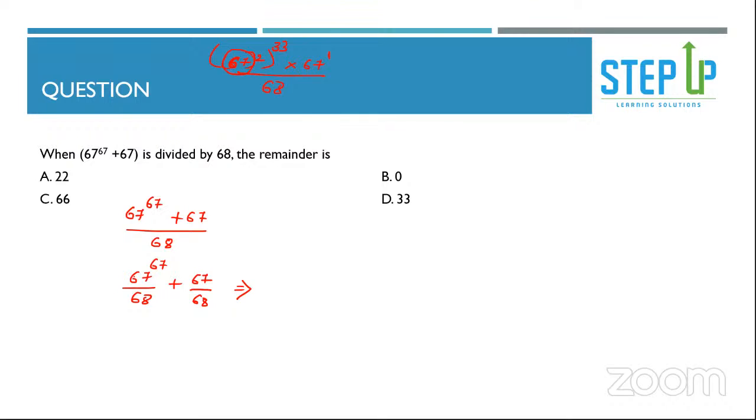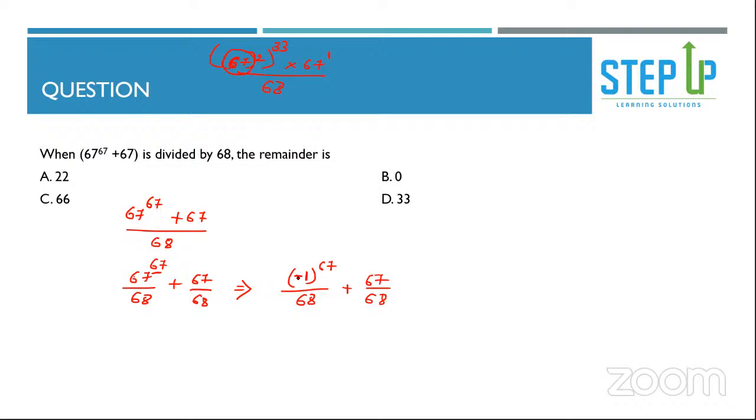Sorry, I wanted to say that when you're dividing 67 by 68, or even 67 square by 68 in a calculator, you will not get a remainder. You will get the answer in decimals, right? But they are asking us to find out the remainder. So it has to be what? 67, we will use that negative remainder concept. 67 divided by 68, it is -1. -1 to the power 67 divided by 68 plus 67 by 68.